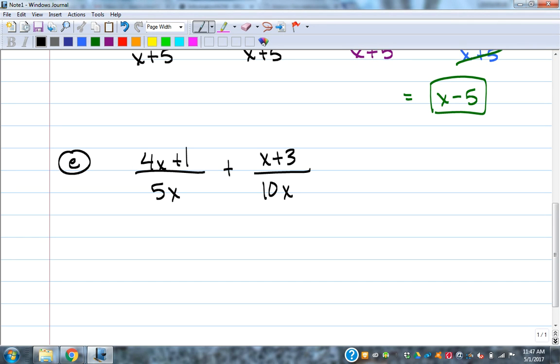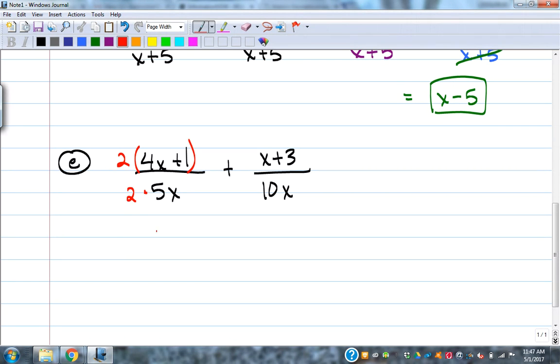So the common denominator would be 10x. How do I turn this into a 10x? I multiply it by 2. So if I multiply the bottom part by 2, I got to do the top part all by 2.